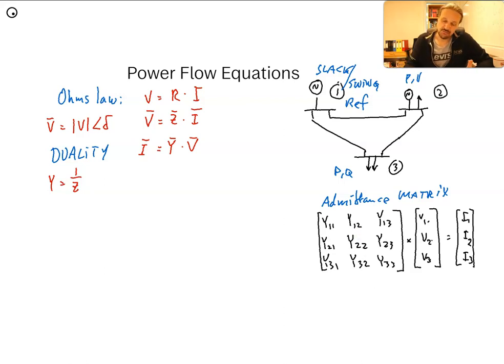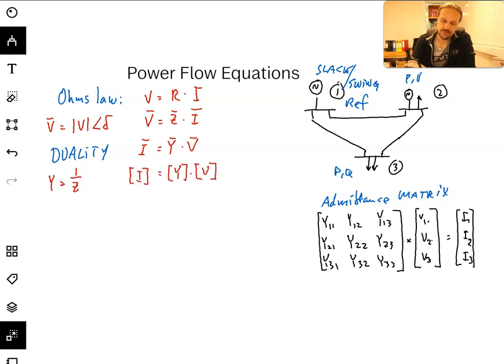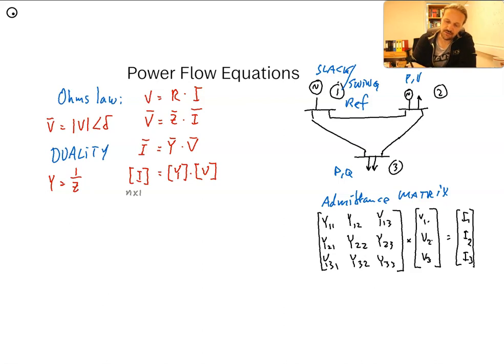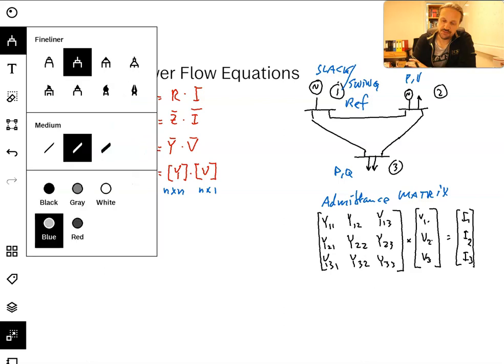So now I'm just going to take the matrix notation and drop this complex bar, because it's given that this is all in complex form. So then I have Y times V, right? So this is obviously n times 1, and this is some n times n according to the number of buses that you have, and then again n times 1 for I. So let's get back to the further derivation.